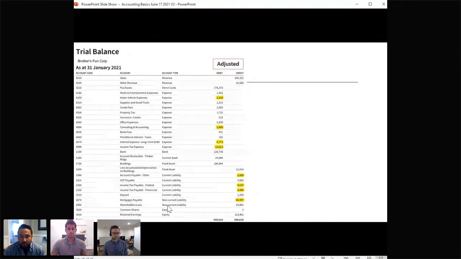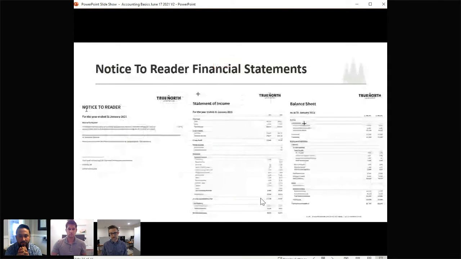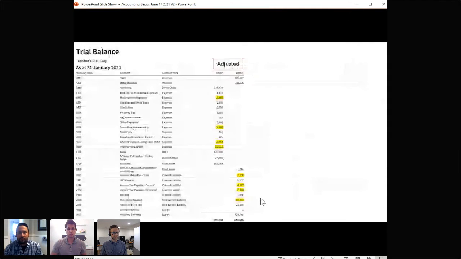Just the trial balance we're showing you. What's this? Are we highlighting? Yeah, this is just to highlight the balances that were adjusted. All these account balances tie to the financial statement balances that are in here. So it's really just reformatting this into the two different statements.